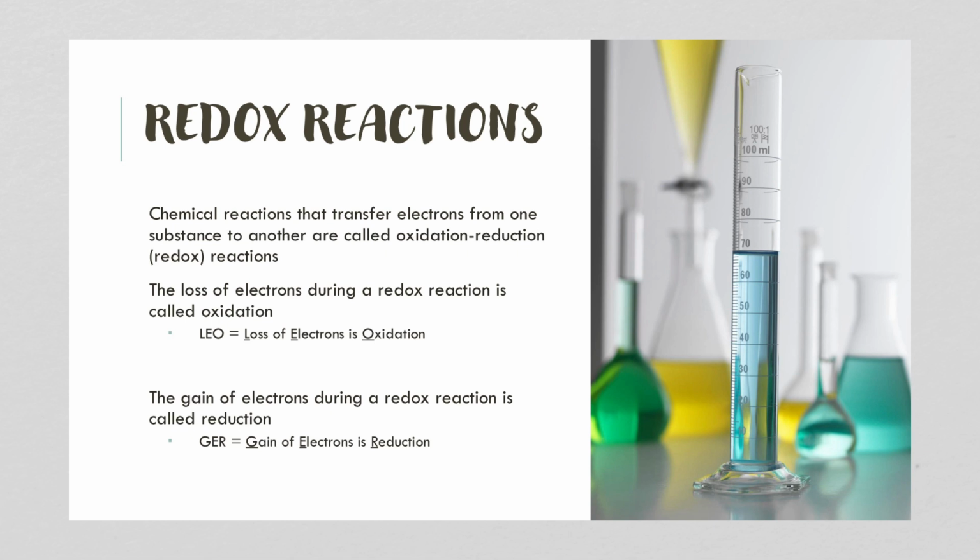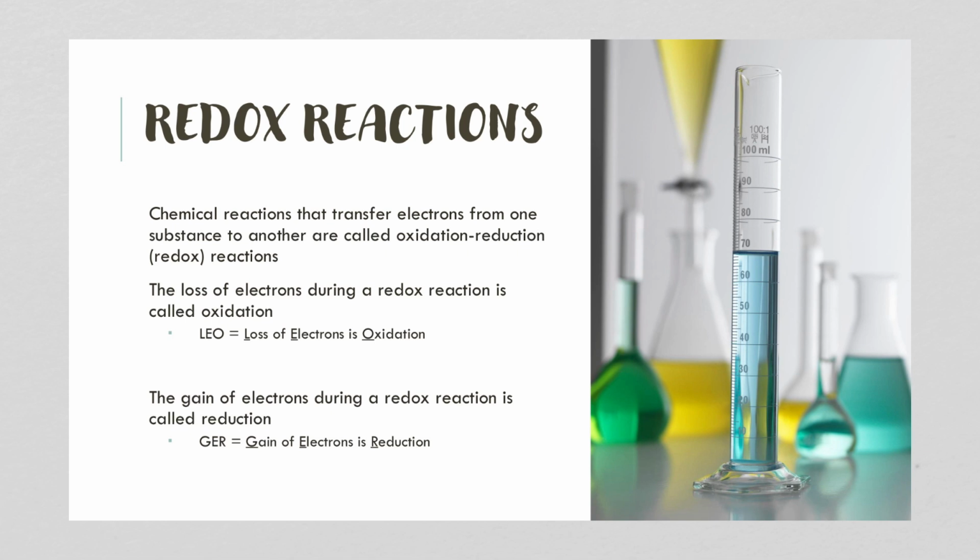So if you lose electrons during a redox reaction, you have been oxidized. So a way to remember it is LEO. So loss of electrons is oxidation. The gain of electrons during a redox reaction is called reduction. So I remember that as GER. The gain of electrons is reduction. So the way to remember this concept is Leo the lion goes GER. You lose electrons, it's oxidation. You gain electrons, it's reduction.